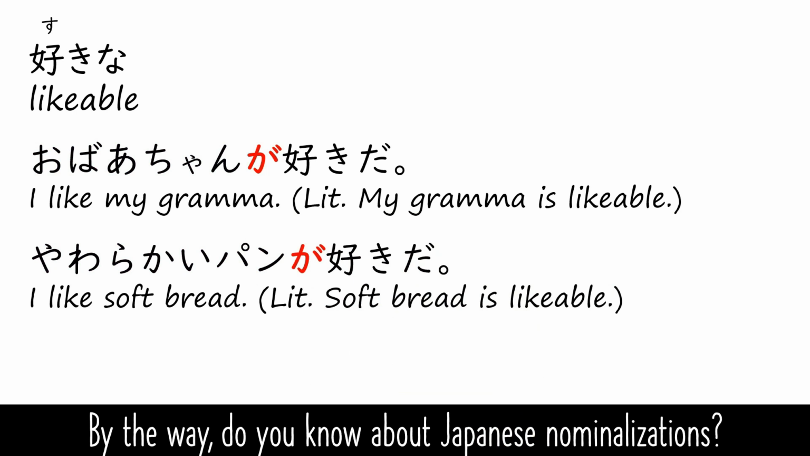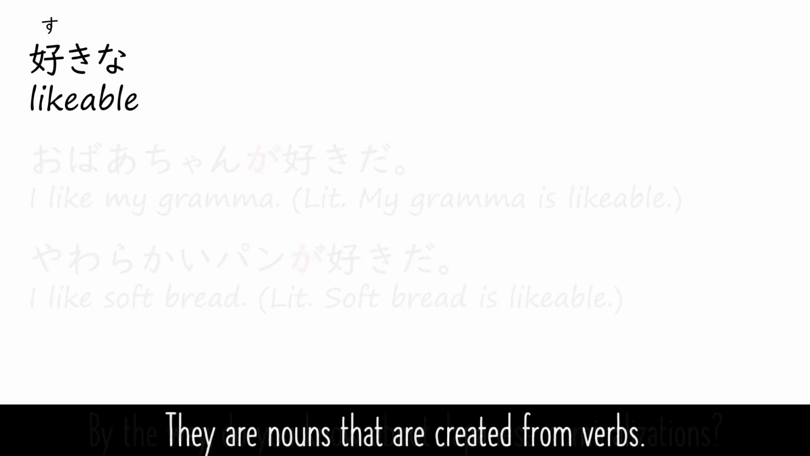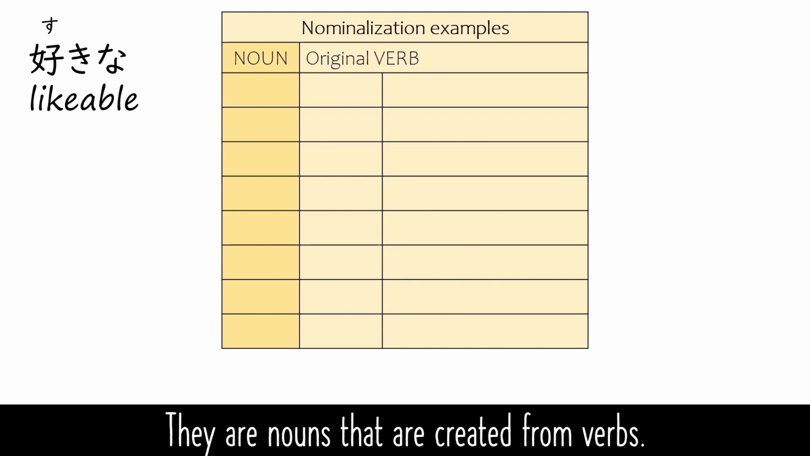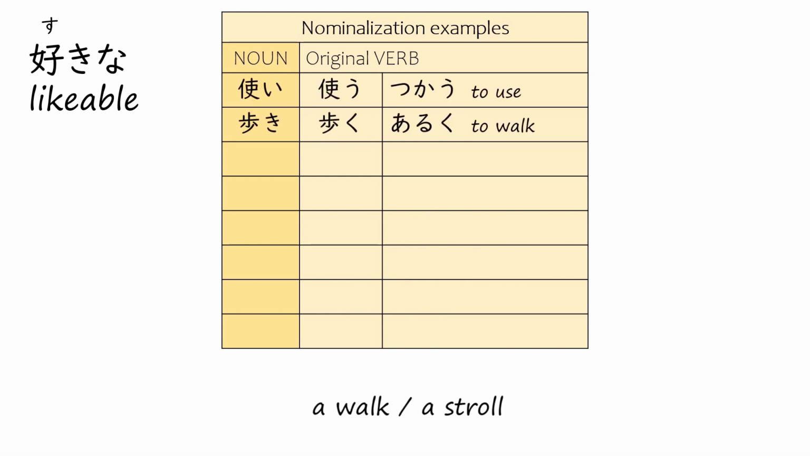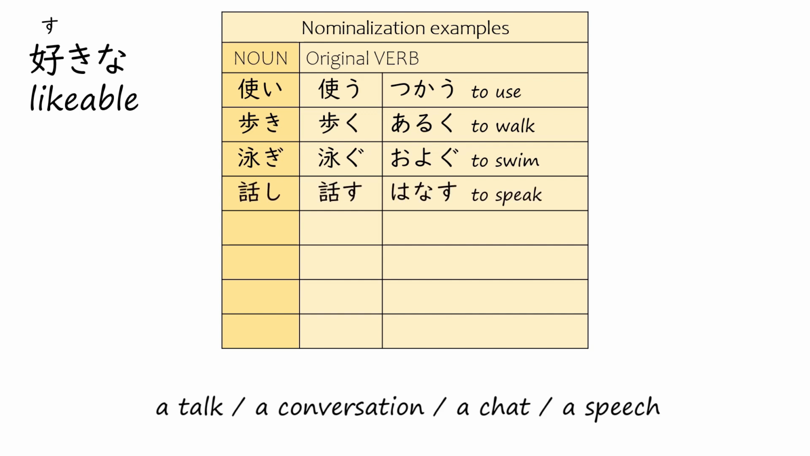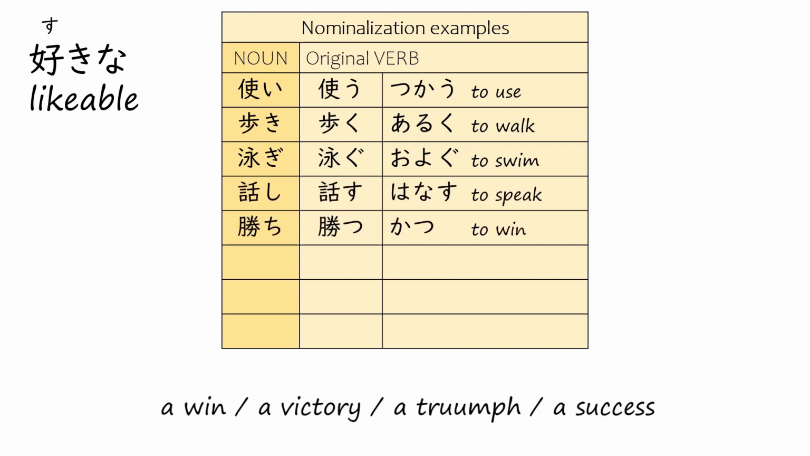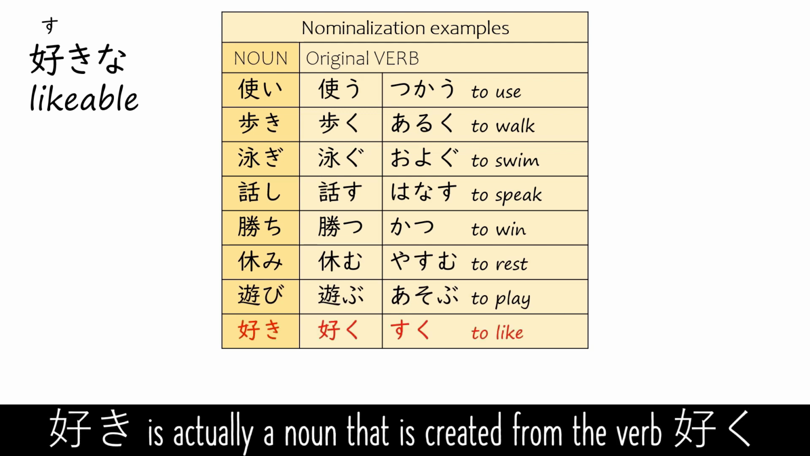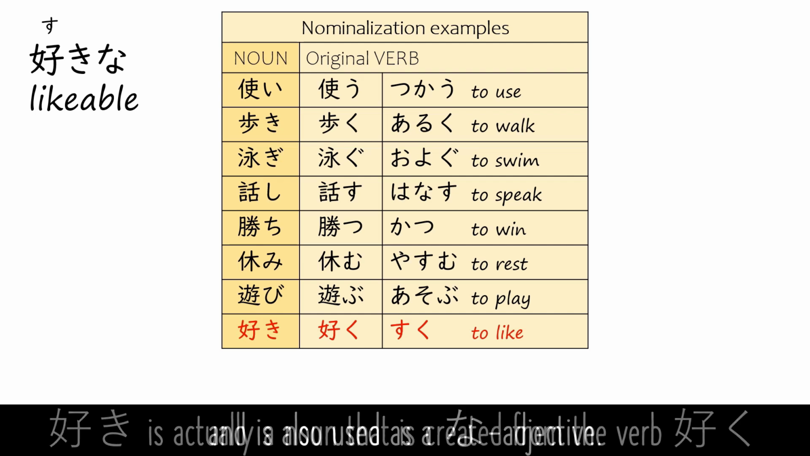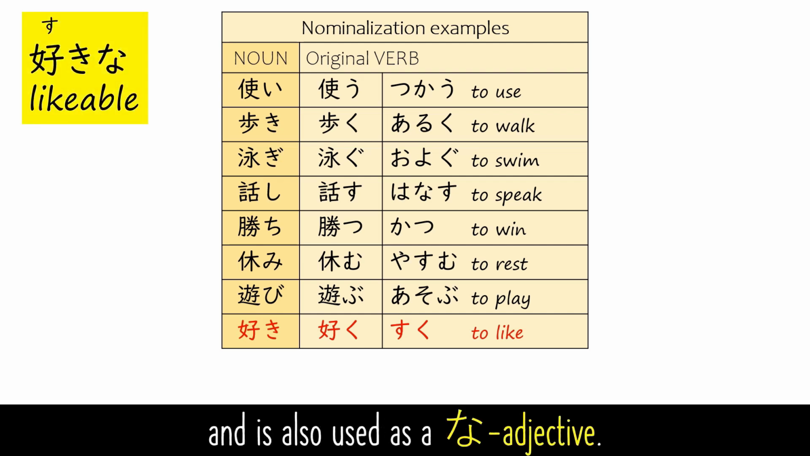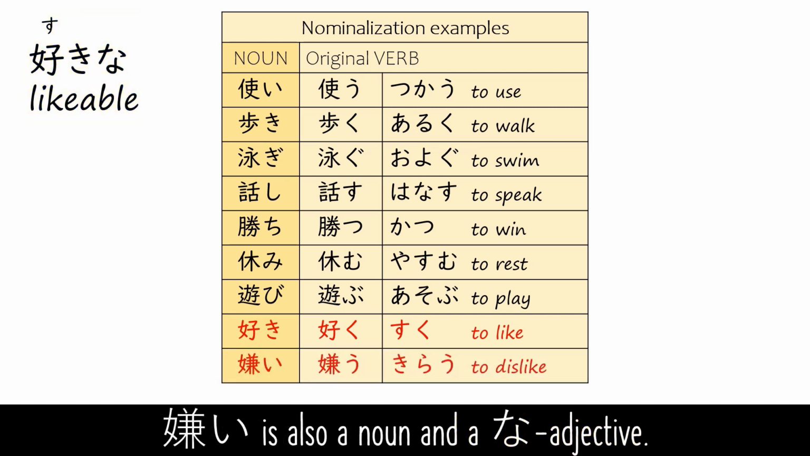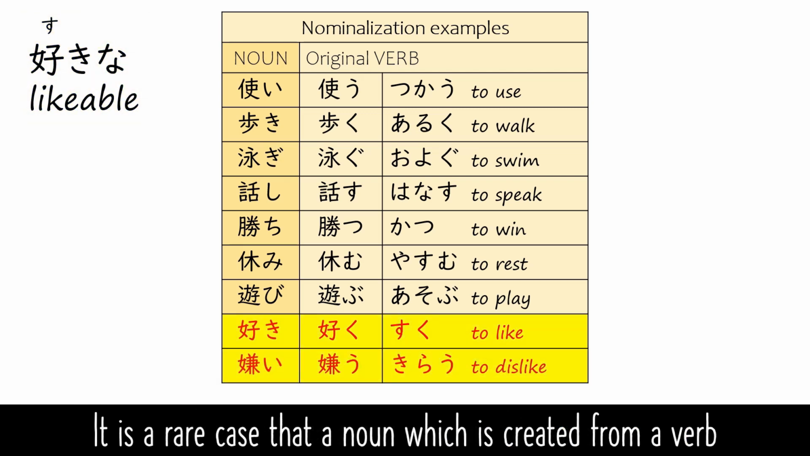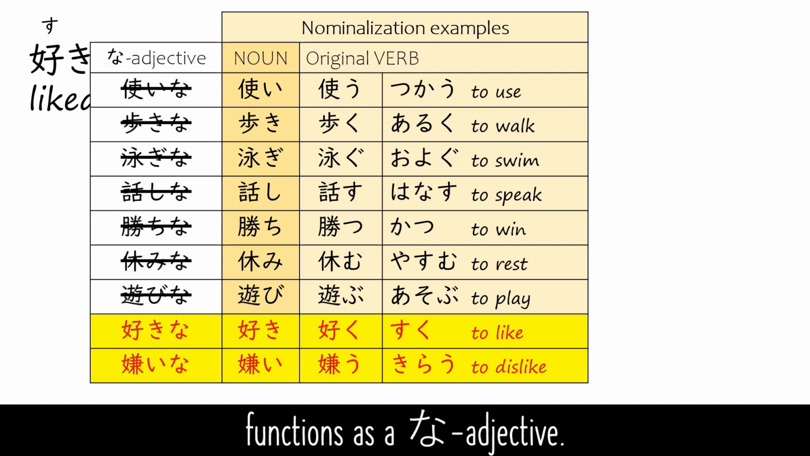By the way, do you know about Japanese nominalizations? They are nouns that are created from verbs. 使い。歩き。泳ぎ。話。勝ち。休み。遊び。好き。 好き is actually a noun that is created from the verb すく, and is also used as an adjective. 嫌い is also a noun and an adjective. It is a rare case that a noun which is created from a verb functions as an adjective.